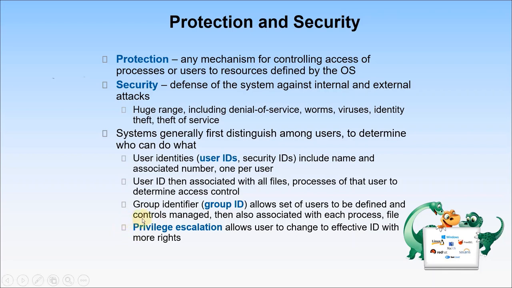There is also a group identifier, or group ID, which allows a set of users to be defined and controls managed, then also associated with each process and file. Privilege escalation allows a user to change to an effective ID with more rights, providing a means of enforcement. When you say security, it is the defense of the system against internal or external attacks. A huge range, including denial of service, worms, viruses, identity theft, theft of service. These are part of computer security or network security.